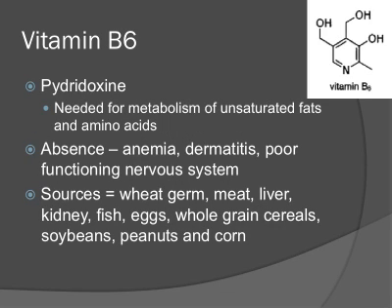Vitamin B6 is pyridoxine, and this is needed for metabolism of unsaturated fats and amino acids. Just like the last one helped us to break down carbohydrates, this allows us to break down unsaturated fats and amino acids, so it's allowing our body to break down things for fuel. If we have an absence of this vitamin, it can give us anemia, dermatitis, and a poorly functioning nervous system because it affects our blood's ability to work properly.